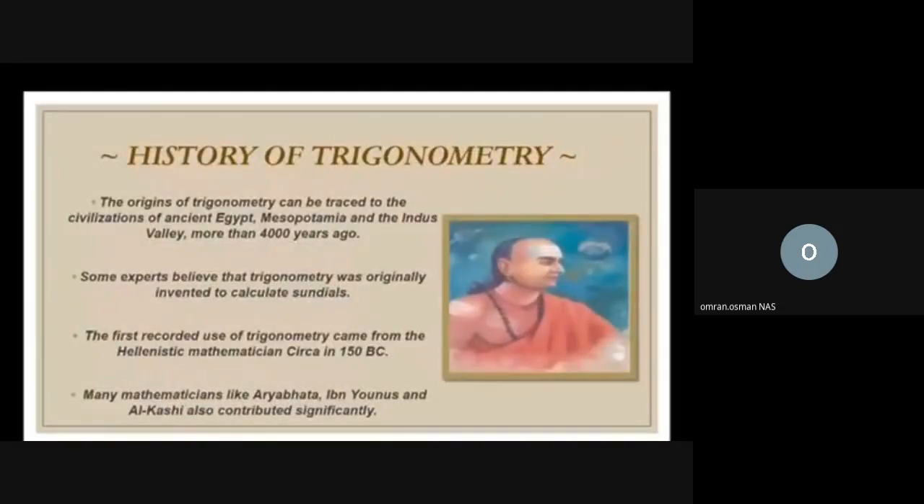The origins of trigonometry can be traced to the civilizations of ancient Egypt, Mesopotamia, and the Indus Valley more than 4,000 years ago. Some experts believe that trigonometry was originally invented to calculate sundials. The first recorded use of trigonometry came from the Hellenistic mathematician Sira in 150 BC. Many mathematicians like Aryabhata, Ibn Yunus, and Al-Kashi also contributed significantly.